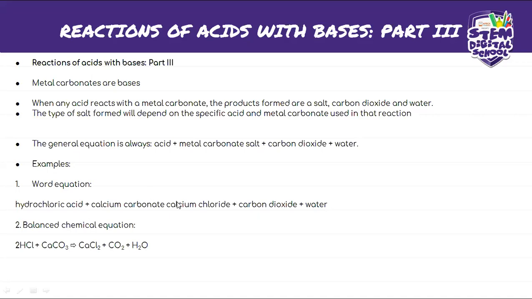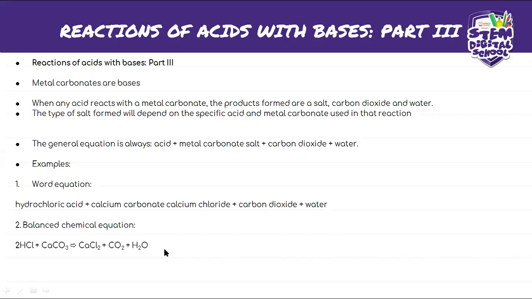HCl plus calcium carbonate will give us what? Calcium chloride plus carbon dioxide plus water. So this is the equation. So HCl plus calcium carbonate will give me what? Calcium chloride, water, and carbon dioxide. So take note, an acid reacting with what? Metal carbonate will give me calcium chloride, carbon dioxide, and water.